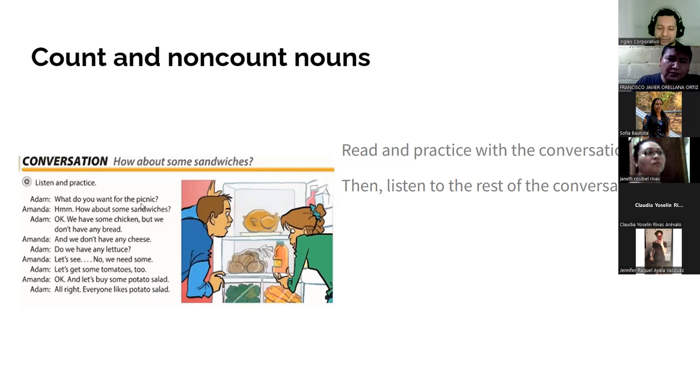What do you want for the picnic? How about some sandwiches? Okay, we have some chicken, but we don't have any bread. And we don't have any cheese. Do we have any lettuce? Let's see. No, we need some. Let's get some tomatoes too. Okay, let's buy some potato salad. All right, everyone likes potato salad.